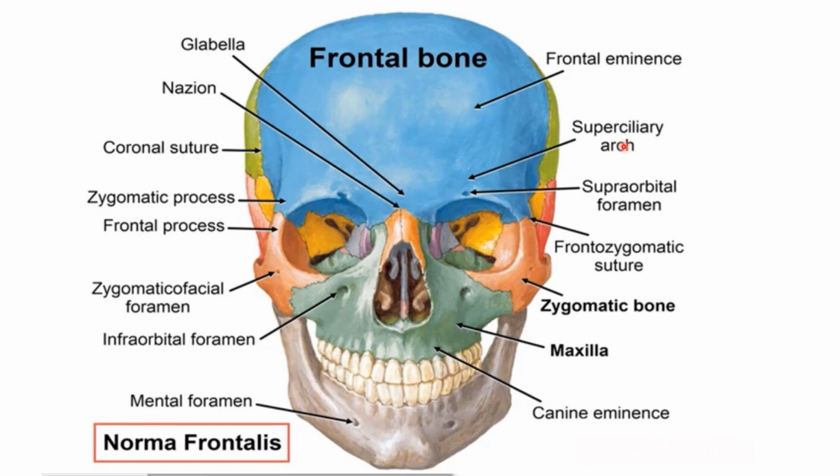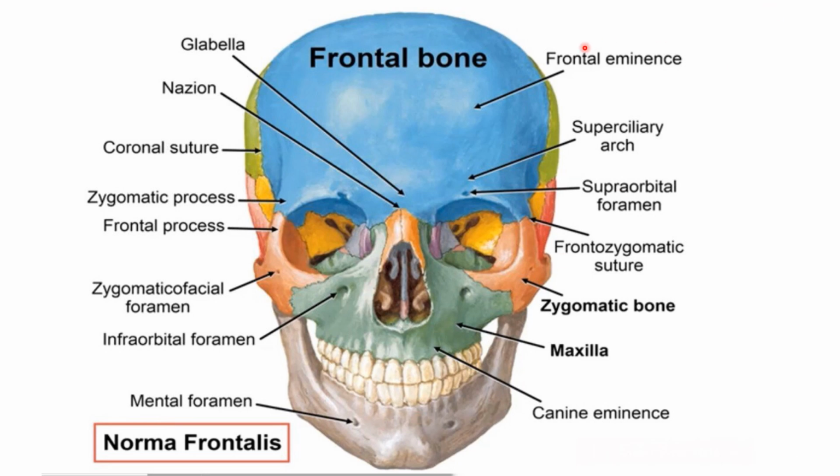So let's have an overview of the normal frontalis, or the anterior aspect of the skull. We said that for each of the angles we look at four things: we identify the bones, the sutures, the landmarks, and then the foramina. So this is the frontal bone. This is the parietal bone in green. This is the zygomatic bone, one here, one here. This is the maxilla, which forms the upper part of the jaw, and then the mandible, which forms the lower part of the jaw.